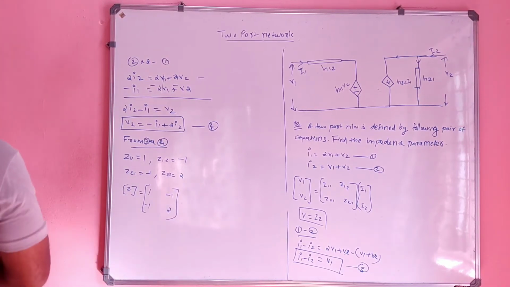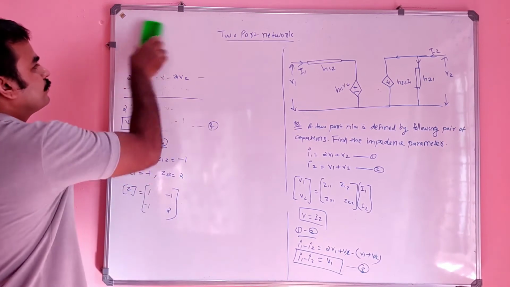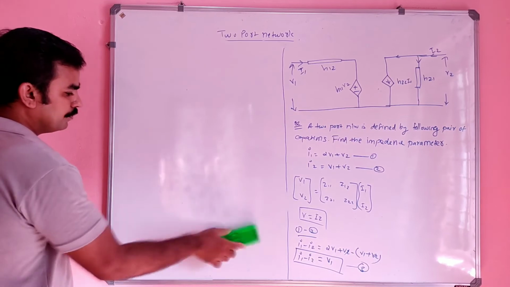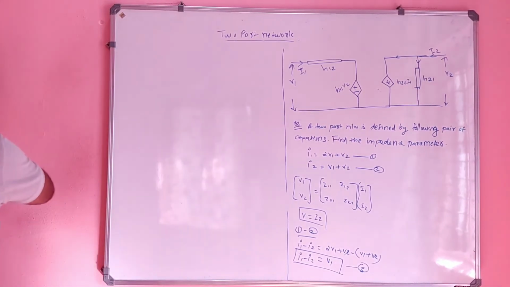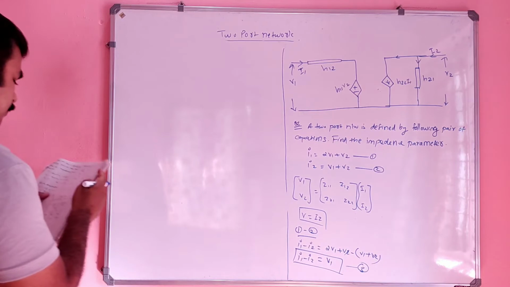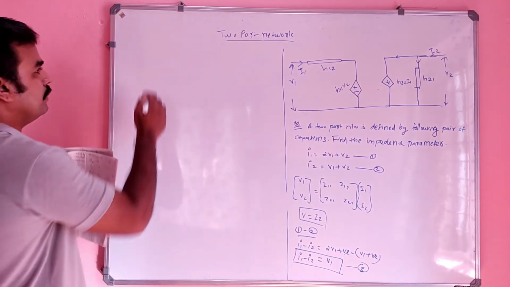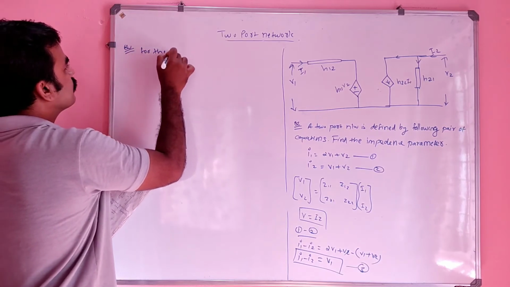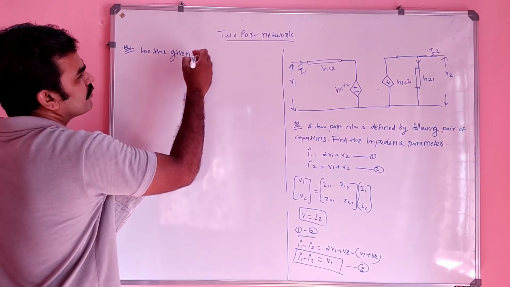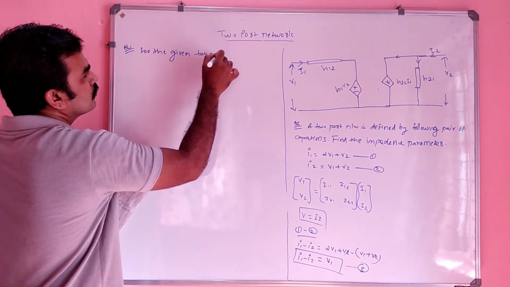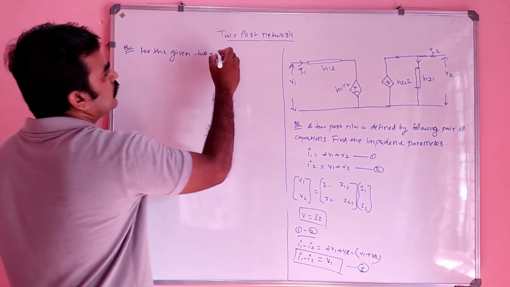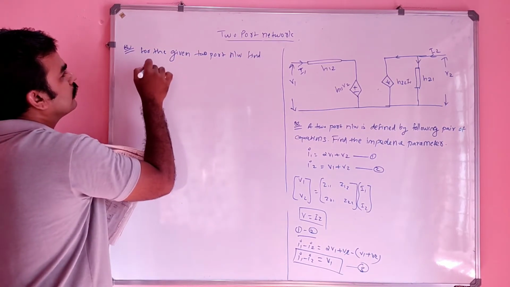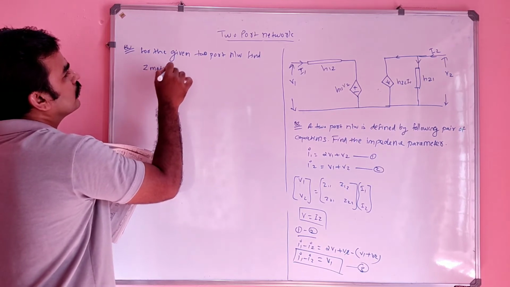Let's do another question. Write the question: for the given two-port network, find the Z matrix.